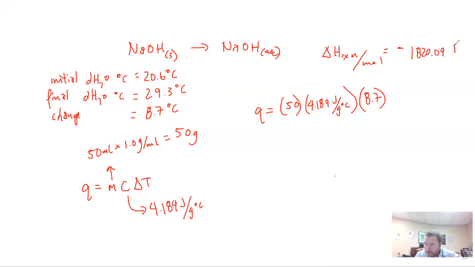But I need to convert that from joules to kilojoules. And how do I do that? Well, I move my decimal point to make this negative 1.82004. Okay, now what I just solved for there was my delta H of my reaction. But now I need to put it in terms of moles. Well, what are the moles that I'm going to use? I'm going to use the moles of my sodium hydroxide. And so to do that, I'm going to figure out, well, I had 2 grams of sodium hydroxide.